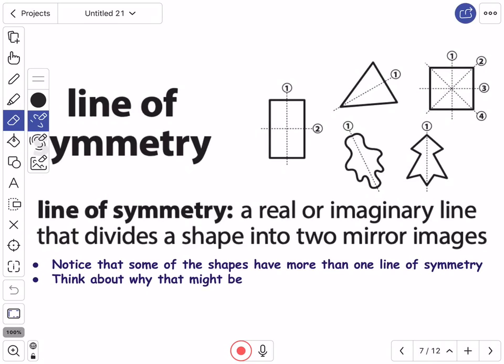So there are many letters that do have lines of symmetry, like the letter M, W, H, O, and there are also many letters that do not have lines of symmetry. So these are asymmetrical figures.